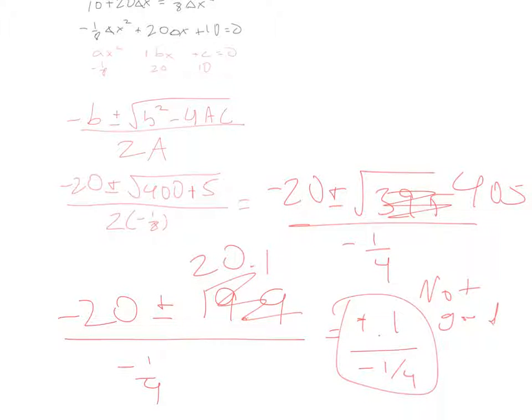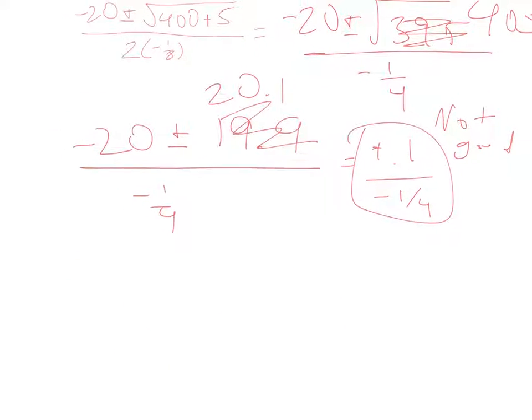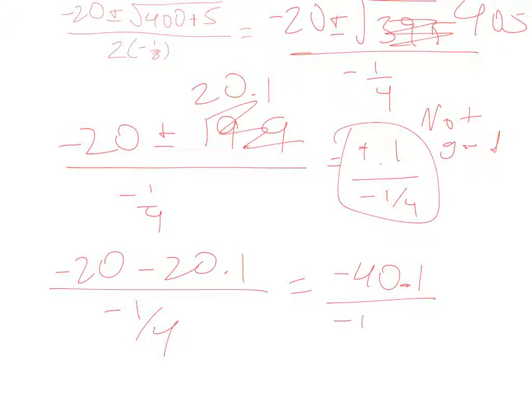So we're going to move down here and do the other case, because that was the plus, that was the plus or minus. We did the plus case, negative 20 plus 20.1. We got the positive 0.1 here. So now we're going to do the minus case, where it's negative 20 minus 20.1 over negative a quarter. That is negative 40.1 over negative a quarter, although these 2 negative signs cancel out.